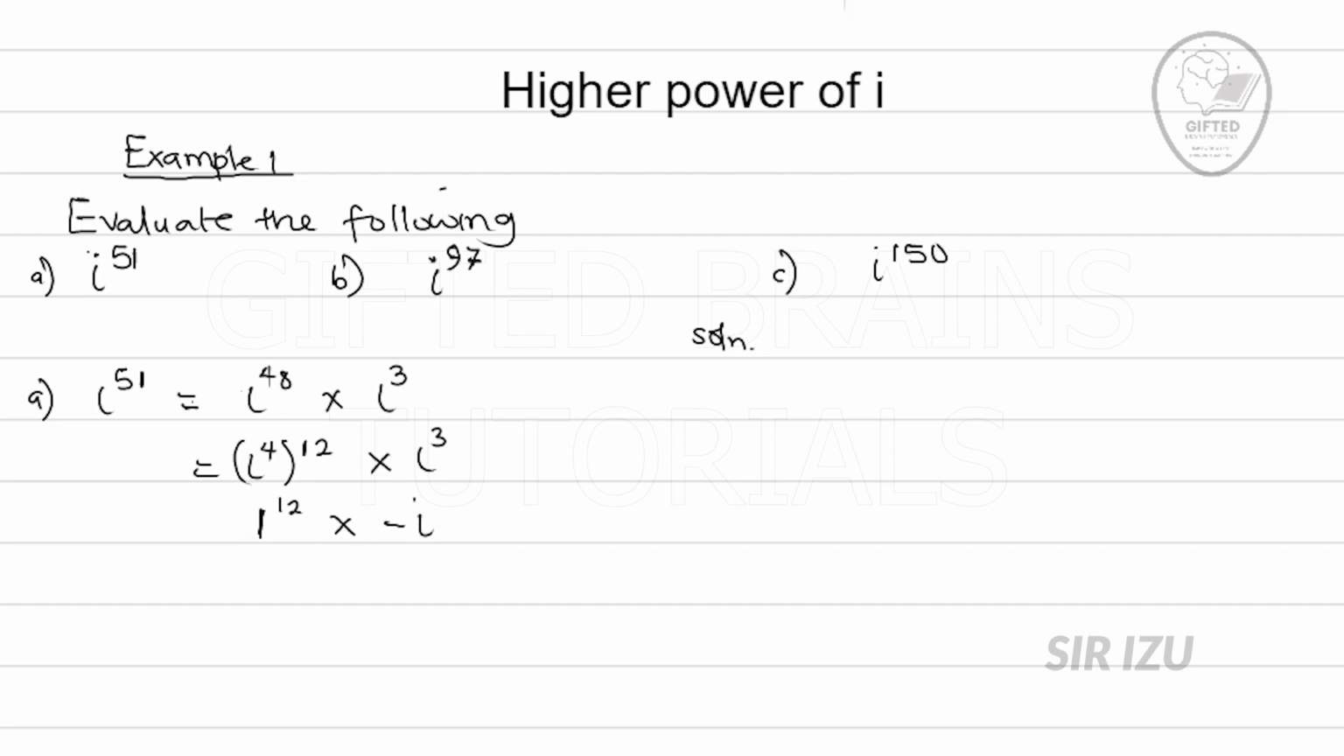So at the end of the day, what's 1 raised to power 12? 1 raised to power 12 is 1. So you have 1 multiplied by minus i. Eventually, our final answer will just be minus i. So, quite easily done. You can use this for any other question.